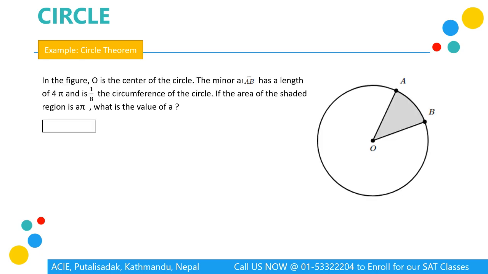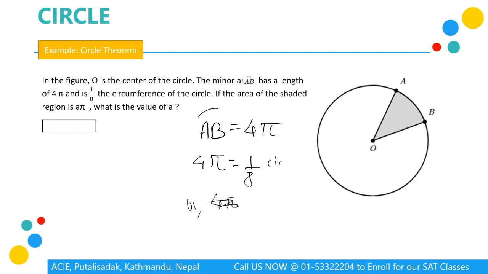To first find out the value of r itself, we know that the arc length is 4 pi and that it is 1/8 of the circumference. When you see 4 pi is 1/8 of the circumference, that will give us 32 pi is equal to 2 pi r. Therefore r is 16 centimeters.